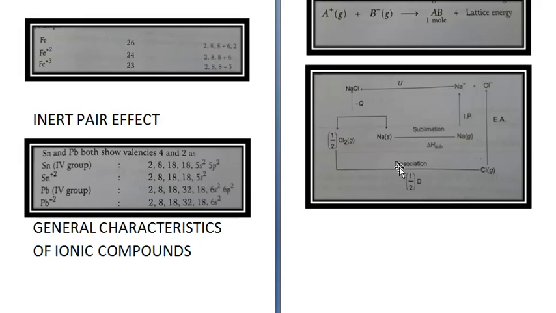In the fourth step, chlorine is getting converted into chloride ion, Cl minus, and in this case electron affinity is again given by minus 348.6 kilojoules per mole. And in the last step, sodium and chloride ions are held together by electrostatic forces, and the energy released is equal to the lattice energy. Okay, so these are the 5 steps.